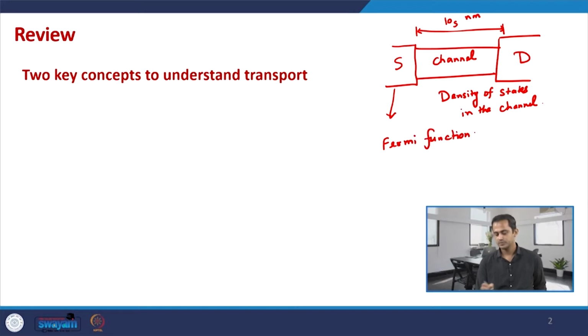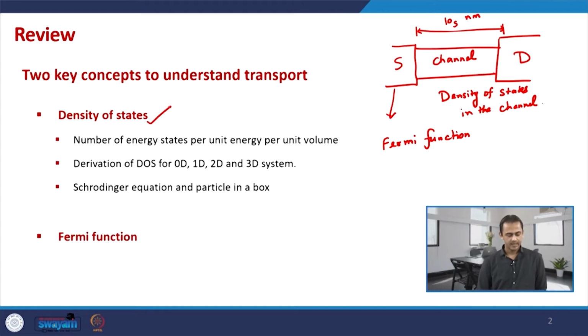This is what we also saw in our previous discussion: in order to properly understand electronic behavior in these small devices, we need to understand the electronic density of states in the channel, because the channel is now very small, and the Fermi function of electrons in the source and the drain. Once we understand these two concepts, in coming classes we will formulate a new model of transport which can characterize the ballistic transport happening in present day devices, and we can also extend that concept to the diffusive transport case. So there are two key concepts to understand: one is the density of states of electrons in the channel region, and second is the Fermi function of the source and drain contacts.